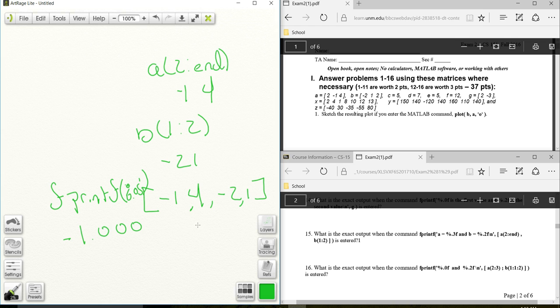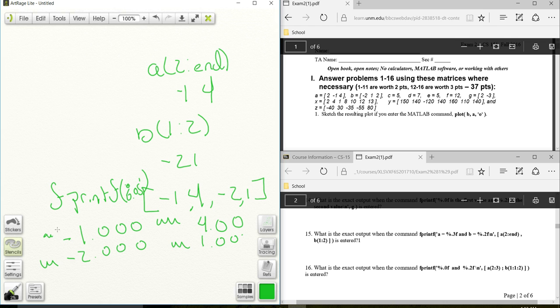-1.000, and then words, then 4.00, and then words, and then -2.000, and then some more words, and then 1.00. Right, just 2. These 3 zeros represent the 3 places after the decimal shown here, and these 2 zeros represent the 2 decimal places right here.